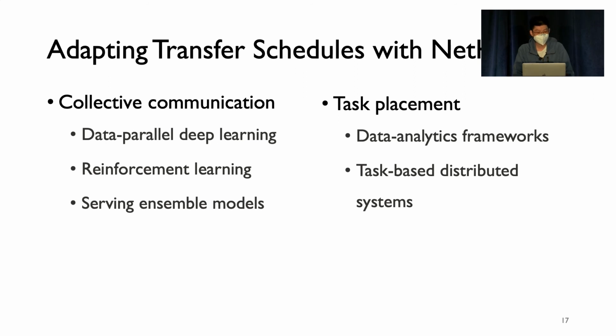The third question, how should the application adapt their transfer schedules? To answer this question, we classify a broad set of data-intensive applications into 2 categories, the collective communication and task placement. And for each category, we design a simple heuristic to use the hint and make scheduling decisions. And they turned out to be very good heuristics. They're very simple and effective. We encourage you to read the paper for details.